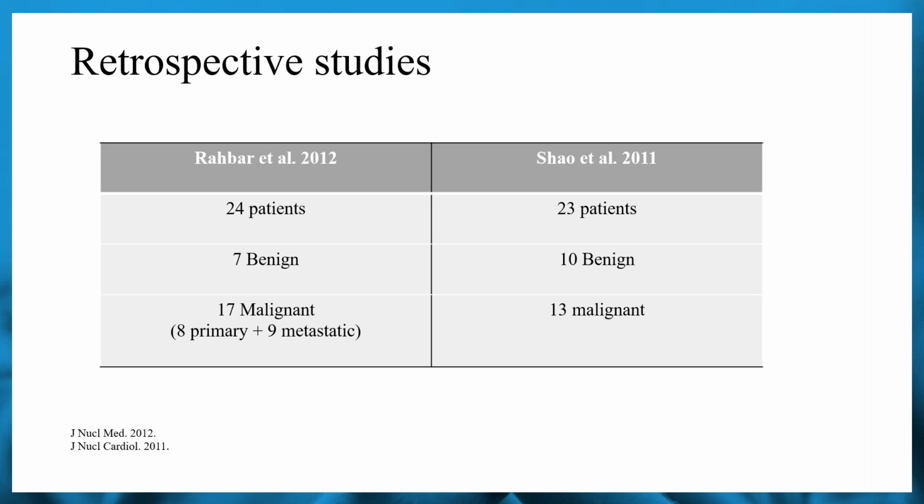Okay, and here we have the retrospective studies. The first one, by Rabar and his colleagues, published in 2012 in the Journal of Nuclear Medicine, comprised 24 patients with cardiac tumors, 7 presenting benign tumors and 17 malignant tumors, being 8 primary malignant and 9 secondary, metastatic tumors. The other study, by Shao and his colleagues, published in 2011 in the Journal of Nuclear Cardiology, studied 23 patients, 10 with benign tumors and 13 with malignant tumors.